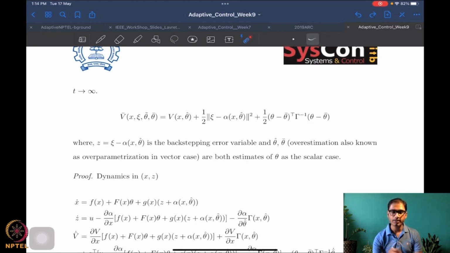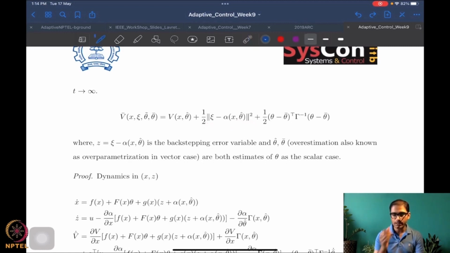Okay, so theta bar is the new parameter estimate. So I just add a term corresponding to that. Now, notice that because this is a vector, I have taken care that this is written as a norm. This is no longer just square of psi minus alpha. It is in fact norm squared of psi minus alpha.